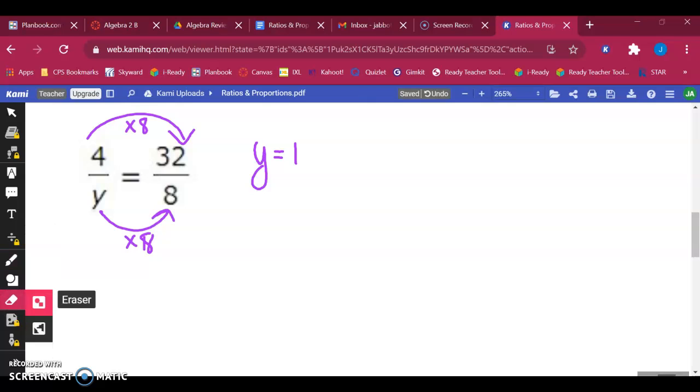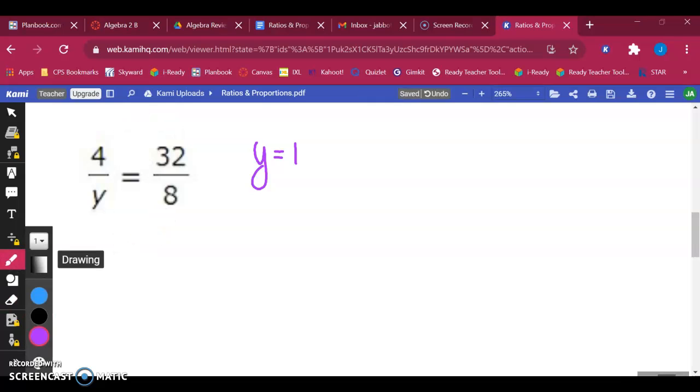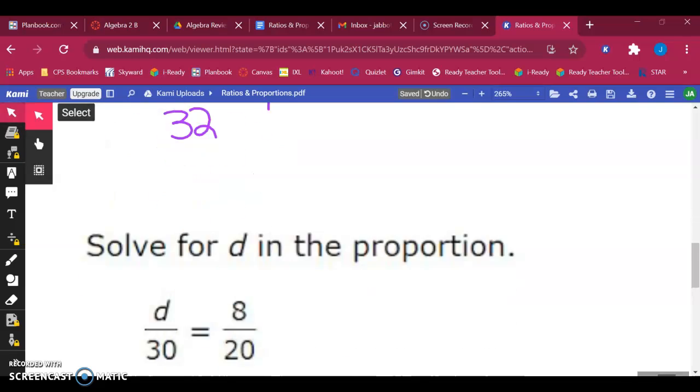Now, that way works with some of the problems, not all of the problems. So if it doesn't work, you're going to have to cross multiply. So multiply the two numbers across. So 8 times 4 is 32. And then divide by what's across from your variable. So I have to divide it by 32. And 32 divided by 32 is 1. So both ways got an answer of 1.